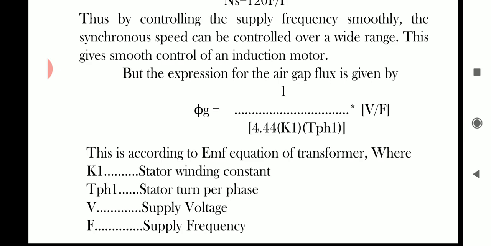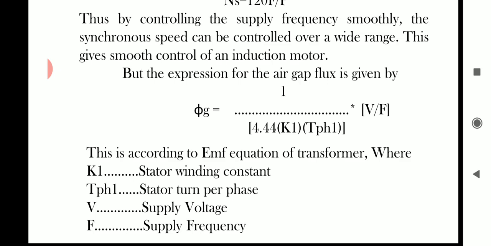So what is the value of EMF equation of transformer? I think this you have already studied in first year. If not, then remember this formula. The EMF equation of transformer is V is equal to 4.44 F phi TPH. This is the formula. So from that formula we have written the value of phi.